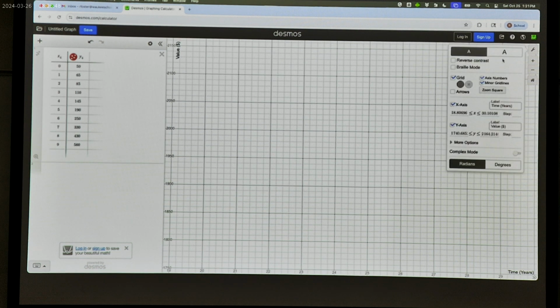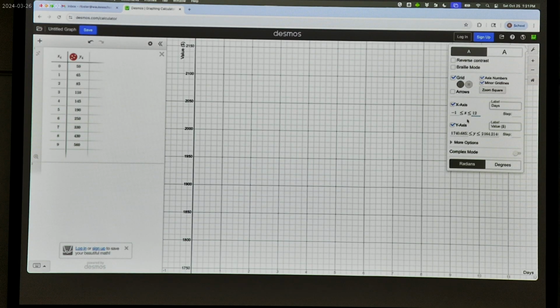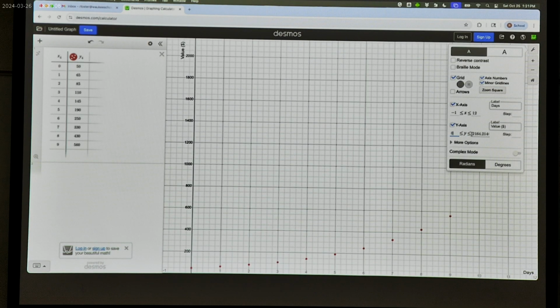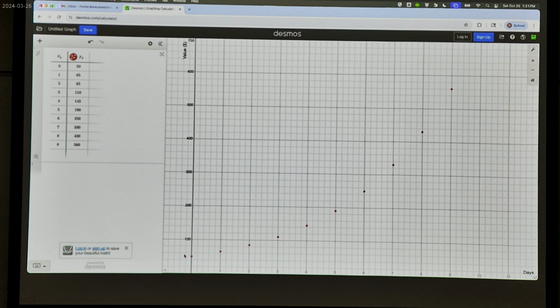Let's go to our axes here. So I'm going to label days, and I'm going to start with -1, and I'm going to go through, looks like 10, so I'm going to say 12 again. And then y-axis, population is 50, so I'm going to start at 0. And then for the final one, 560, I'm going to say about 700. There we go. So that allows us to see the upward trend of the data points, and it puts it in the middle of the screen.